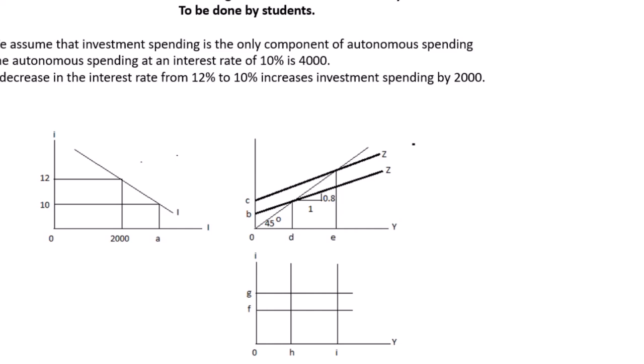Same as E. And that will give you a second point on the IS curve, right? You extend your G line, you drop your E line, you get your second point on the IS curve. You join the two lines, you get your IS curve.